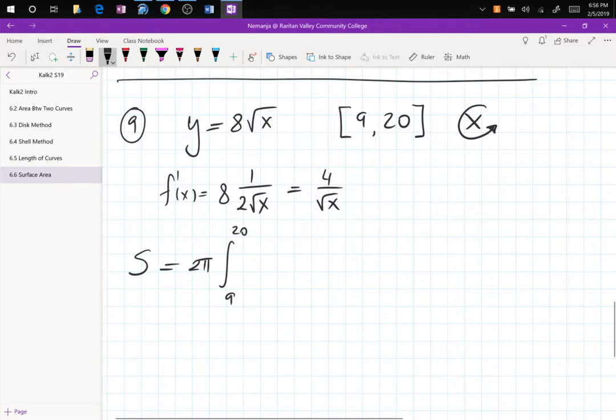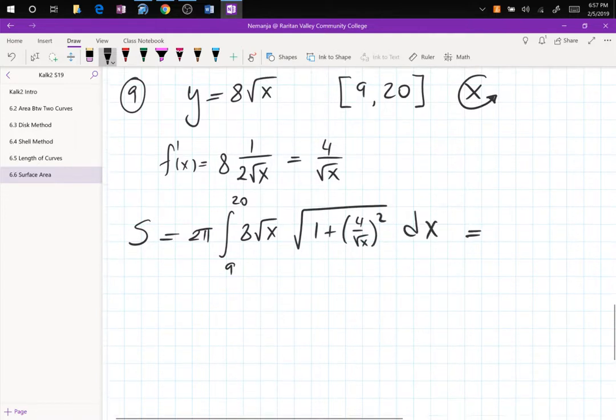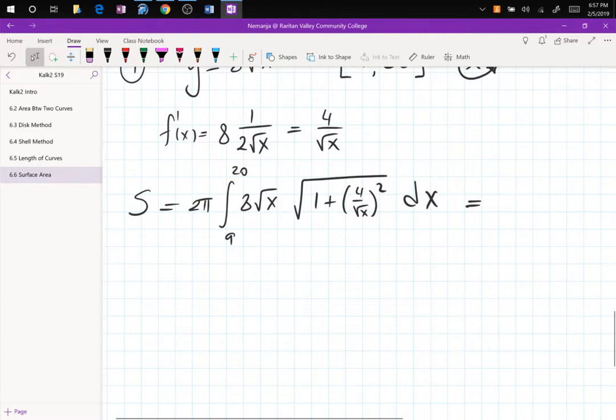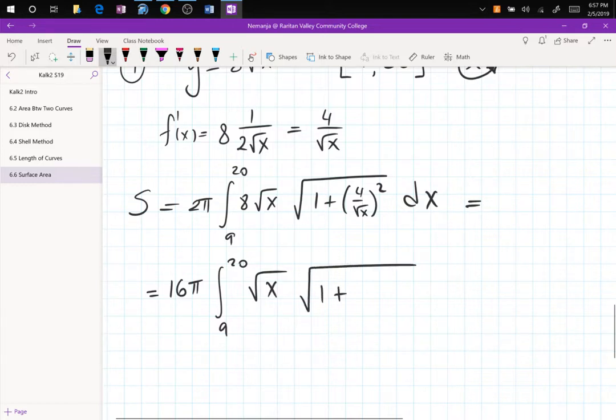So, 9 to 20. And now we have our function, which is 8 root x, and then we have a square root of 1 plus 4 over root x squared, and I have dx. We are using the dx formula because we are rotating around the x-axis. Now we clean this up a little bit. 8 goes outside, becomes 16 pi. I do have this integral 9 to 20. I still have a square root of x here, and I have a square root of 1 plus 16 over x, and then we have dx.